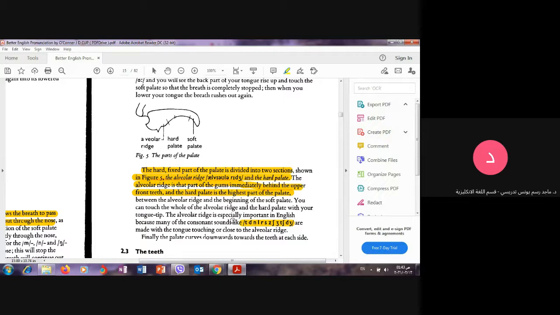So the alveolar ridge is especially important in English because many of the consonant sounds like t, d, l, r, s, z are made with the tongue touching or close to the alveolar ridge. The hard palate is used in the production of specific consonants like yeah, but generally speaking, we use it as one of the criteria for describing and classifying vowels. So vowels like e, like a, are described according to how near they are to the hard palate.